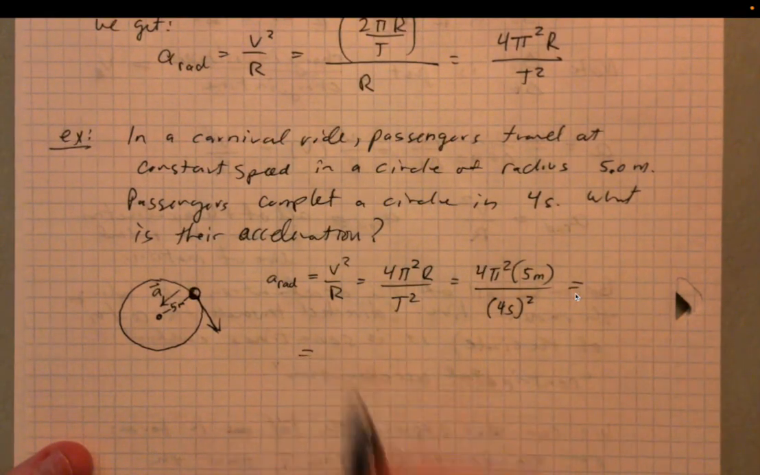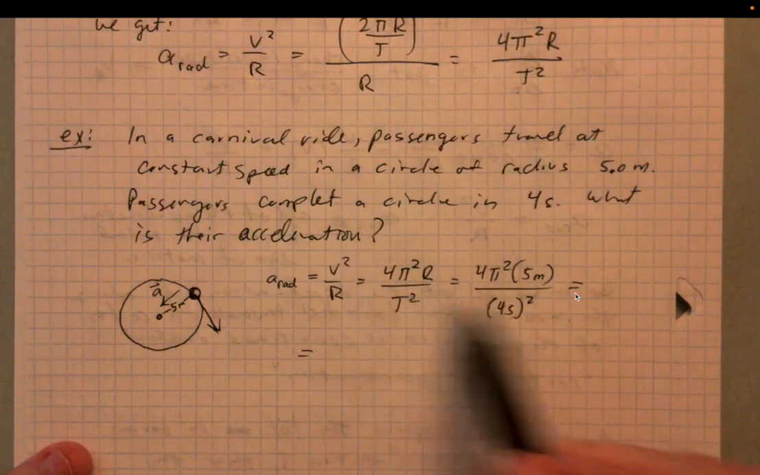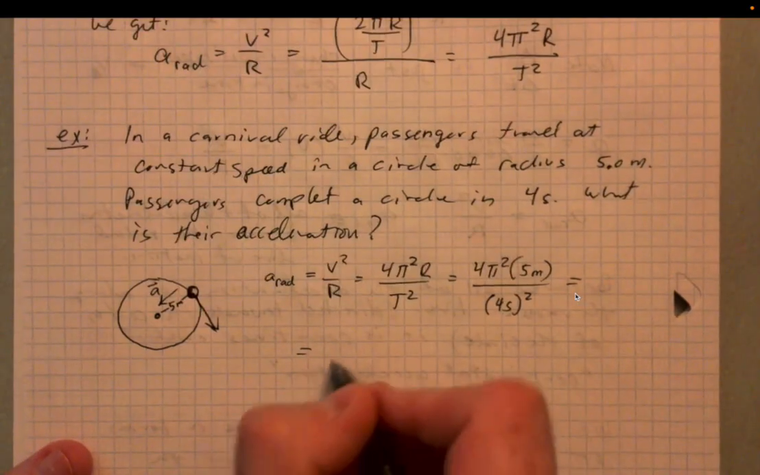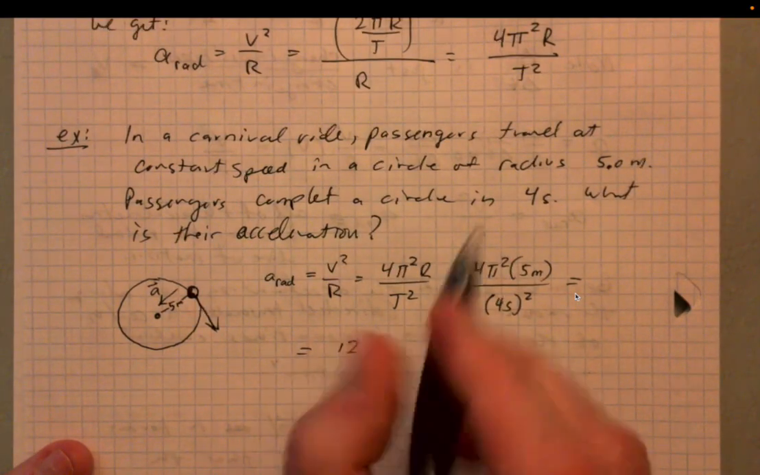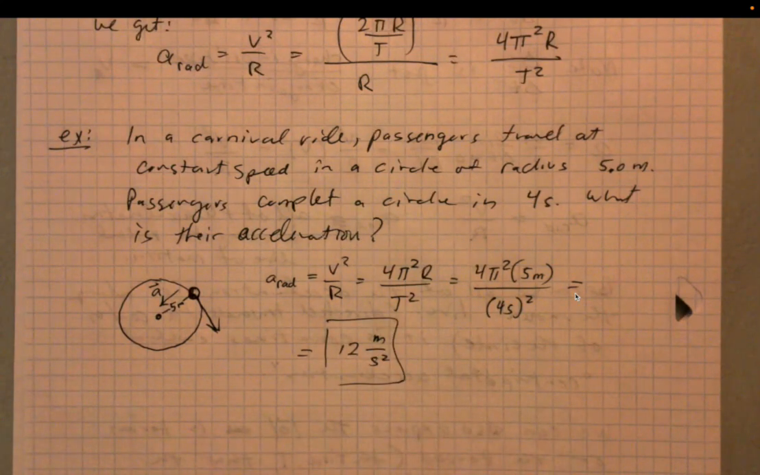And so when we do all of these calculations, you'll notice that we'll get meters per second squared, so that's acceleration. Sounds good. And when you do the calculations, you'll see that you get 12 meters per second squared. So the acceleration is 12 meters per second squared, which is pretty fast, actually. That's why the ride is thrilling, right?